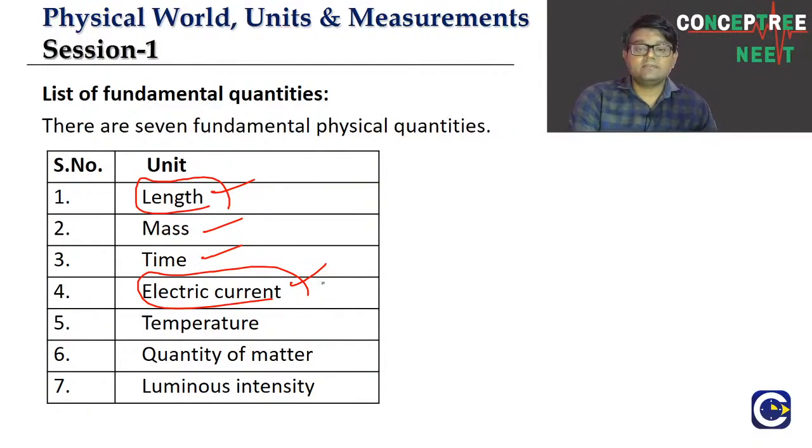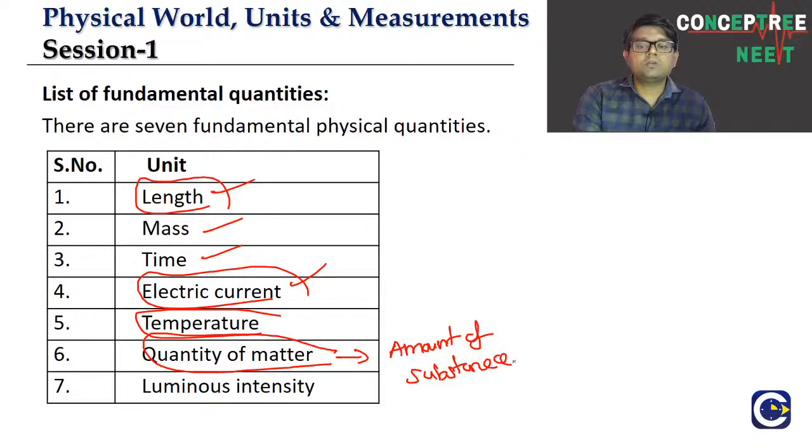Already in 10th standard we have the current and electricity chapter, where we talked about electric current. Then temperature. Then we have quantity of matter. People also call this the amount of substance. Textbooks give it as amount of substance or amount of matter.